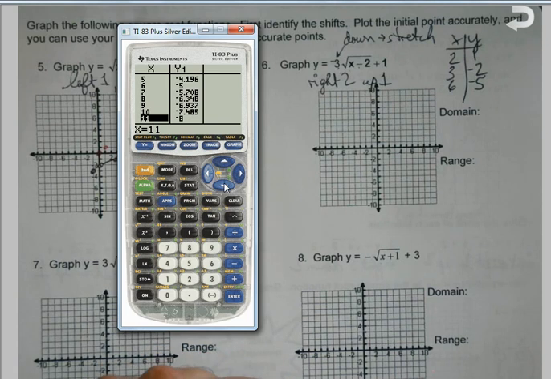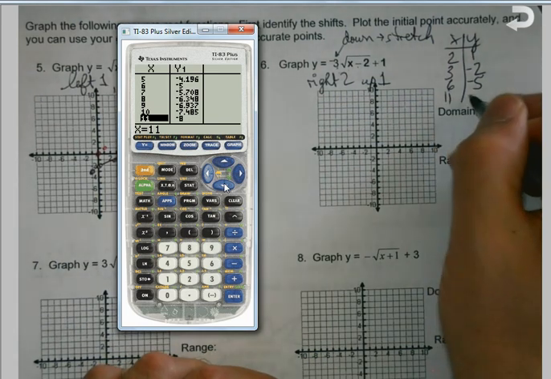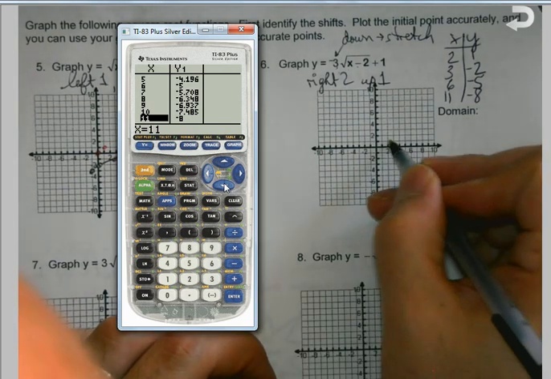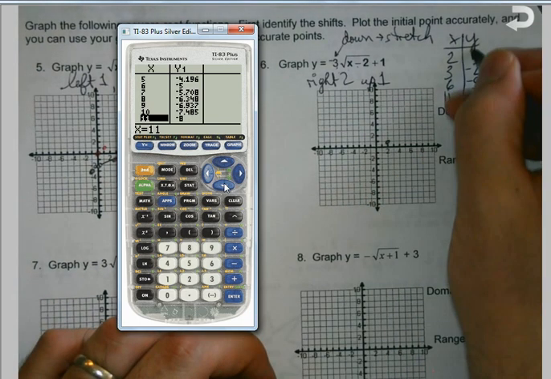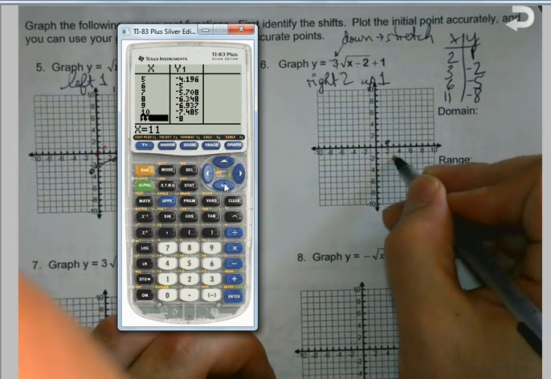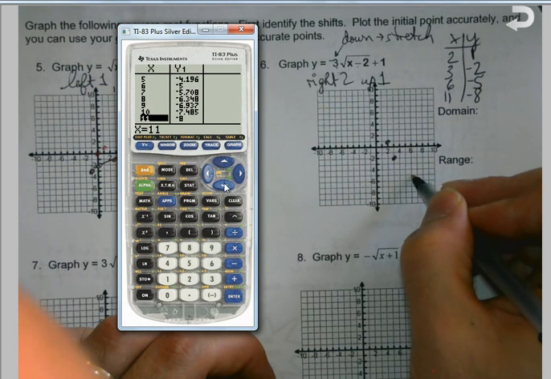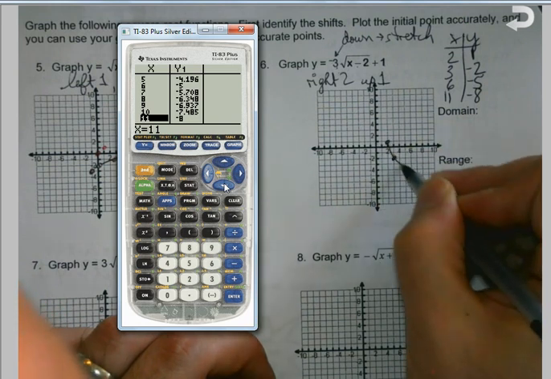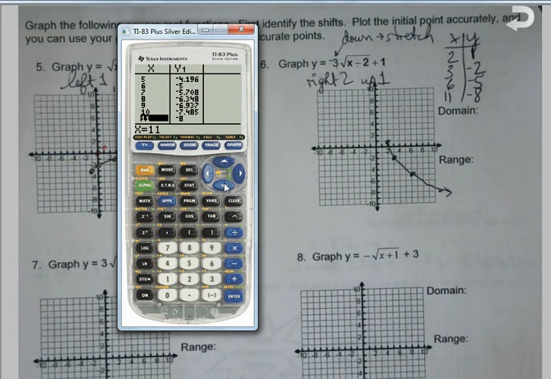Okay, I only got 3 points this time. I guess I could use the 11 and the negative 8. Okay, so I got my points. 2, 1. 3, negative 2. And 6, negative 5. And we're a little past here, but that's okay. And again, even with just those 3 points, or 4, I've got enough information to get a pretty accurate sketch, and also to be able to do my domain and range.